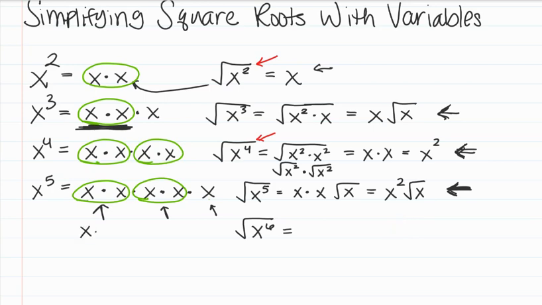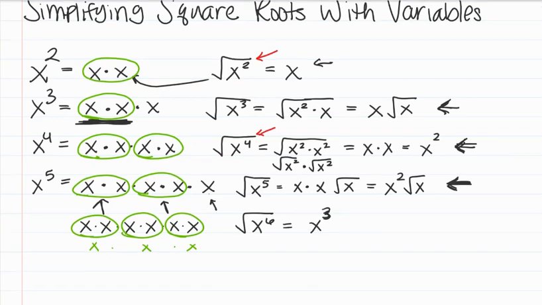If I have x times x times x times x times x times x, and we pair things up, I have x times x times x when I square root it, right? So I would end up with x to the third power. Basically, if I have an even exponent with a variable, cut the exponent in half, right? Keep that in mind as we go through our examples in a little bit.